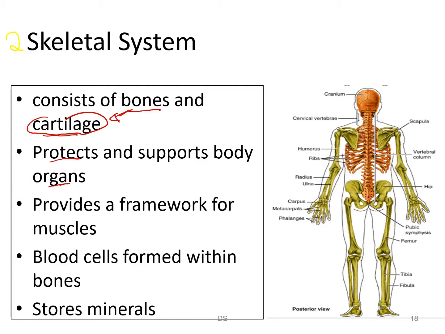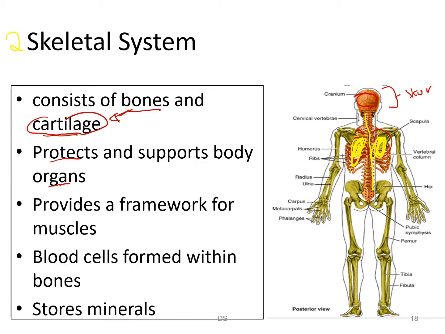For example, the brain, which is found in the cranial cavity within the skull, is protected by the skull bone. Like the lungs, which are found here, they are protected by the ribs, this bone. The spinal cord is also protected.